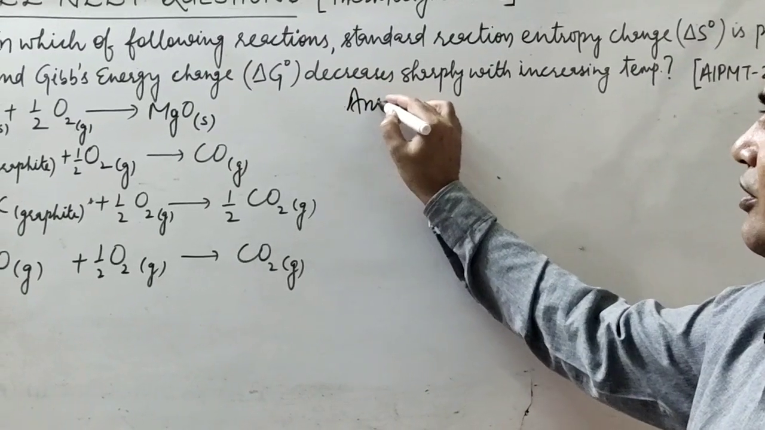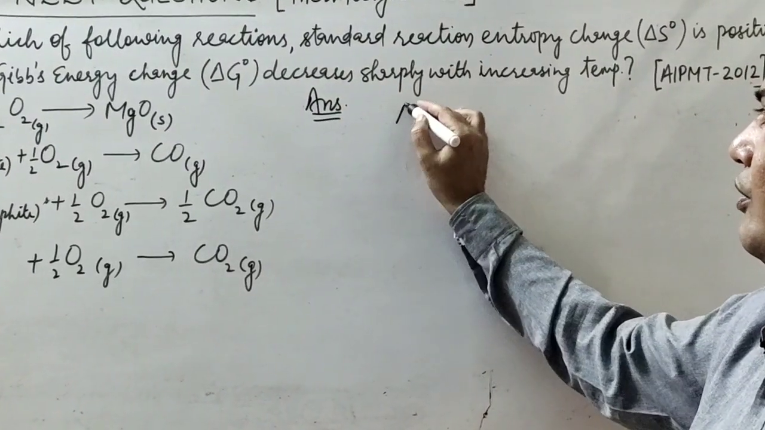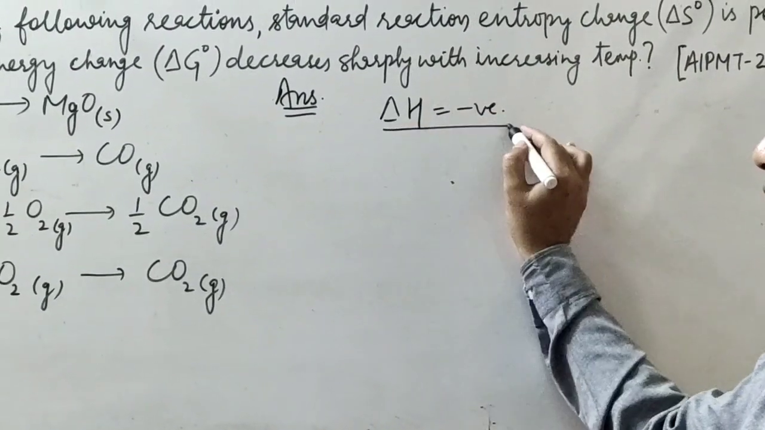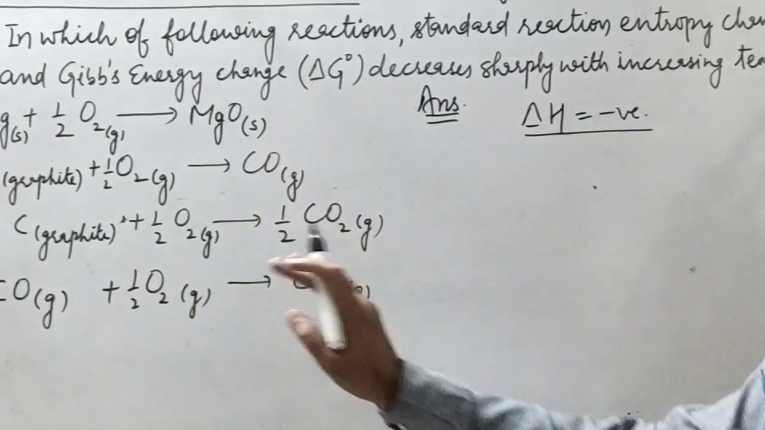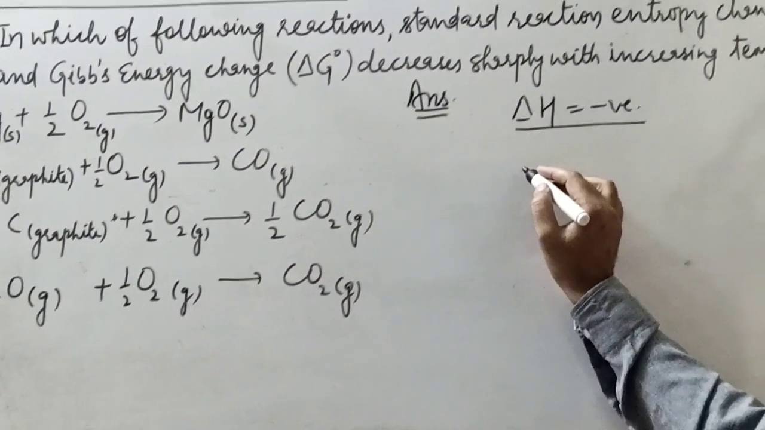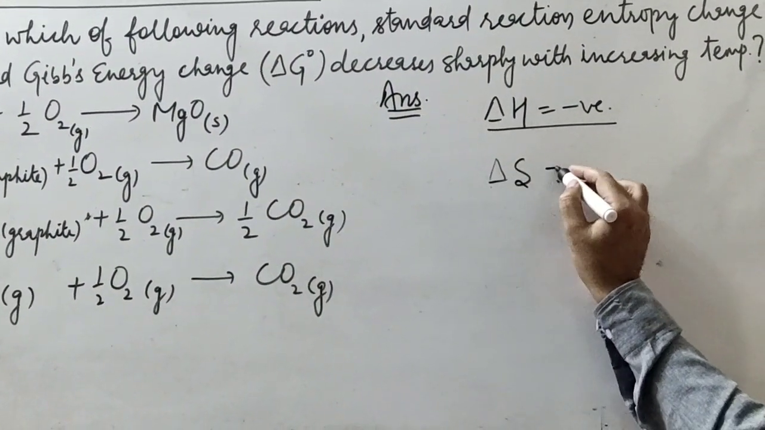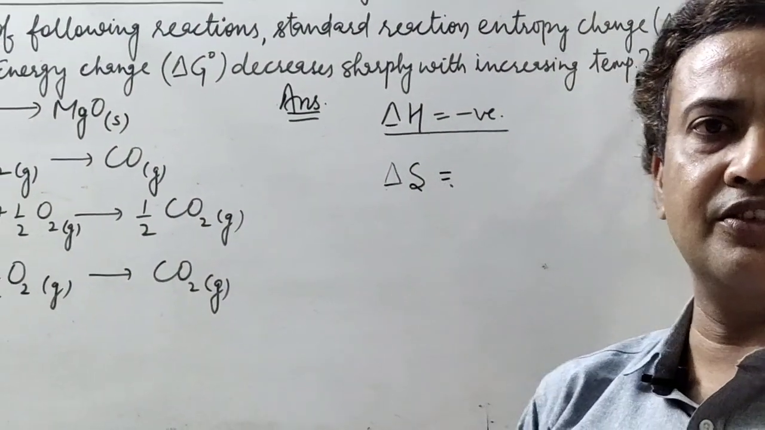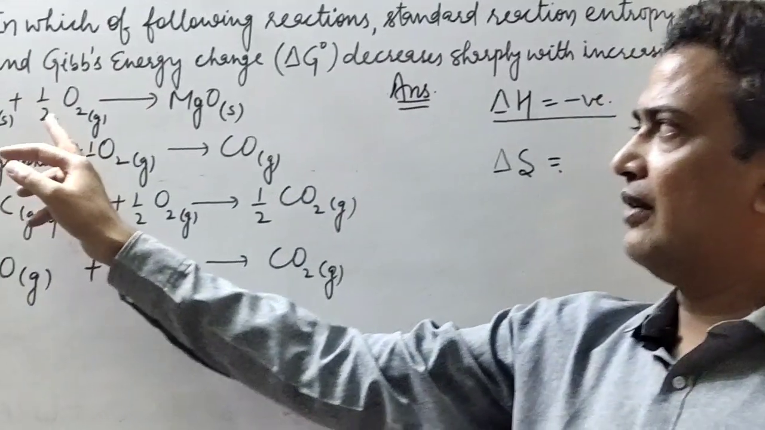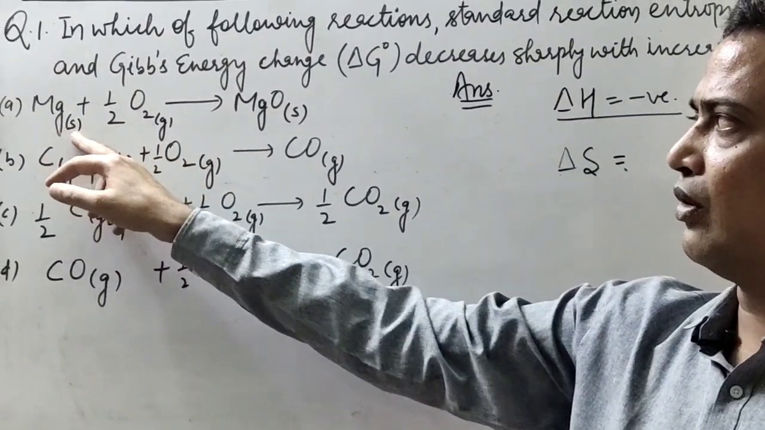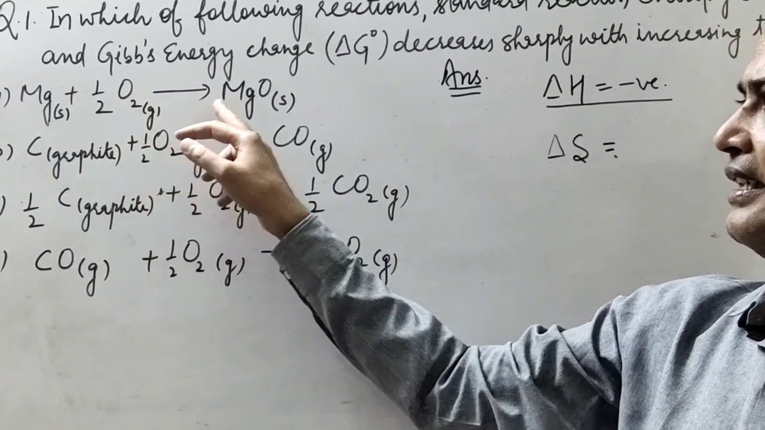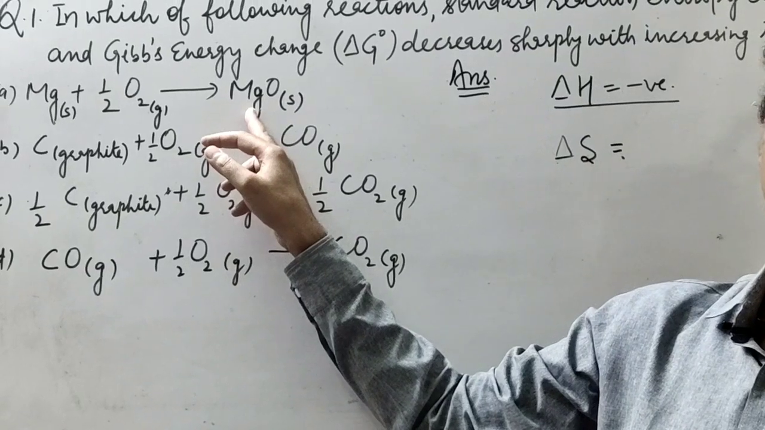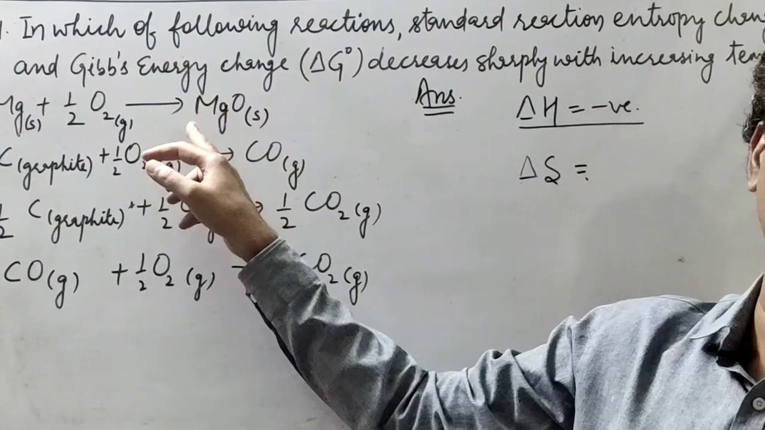How to solve this question? You must know delta H is negative for combustion reactions, meaning for all these four reactions delta H is negative. What about delta S, the entropy change? We know if more gaseous molecules are formed, entropy is increased. So check them all. In the first option, magnesium is solid, half O2 is gas, MgO is solid. So gas is being converted into solid, entropy is decreasing, not matching our answer.